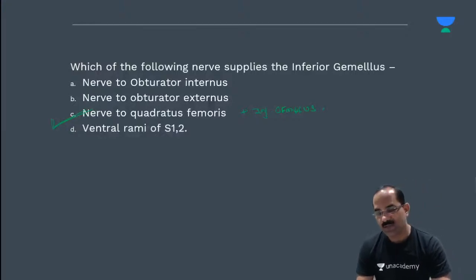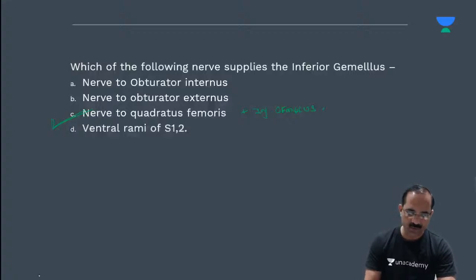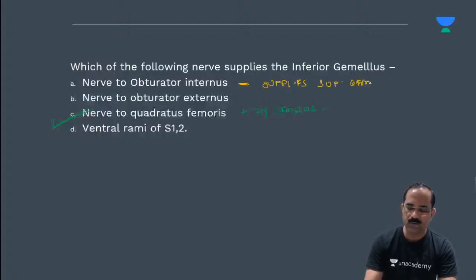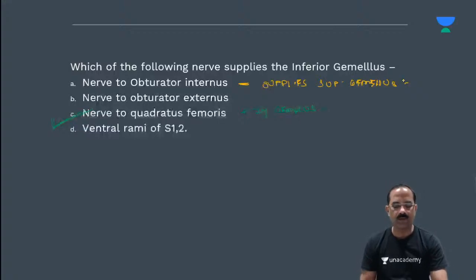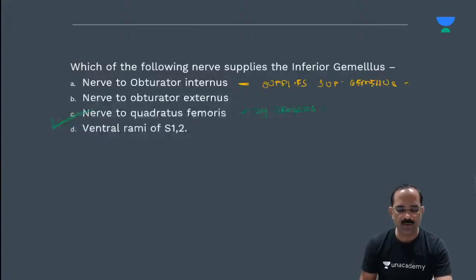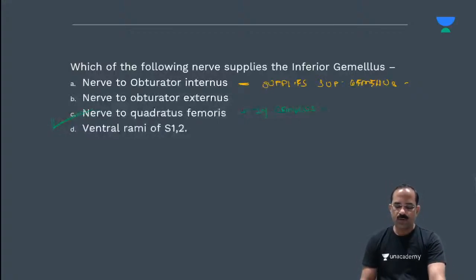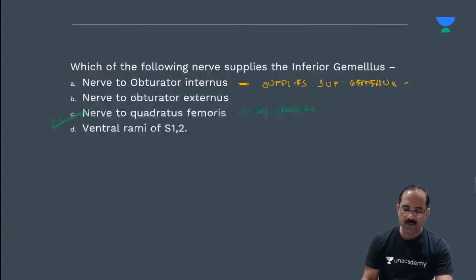And who supplies the superior gemellus? Anyone? Can you answer this? That's the nerve to obturator internus. It supplies the obturator internus and the superior gemellus. Yes, very good. Very good, Sadaf. So nerve to quadratus femoris supplies the inferior gemellus.